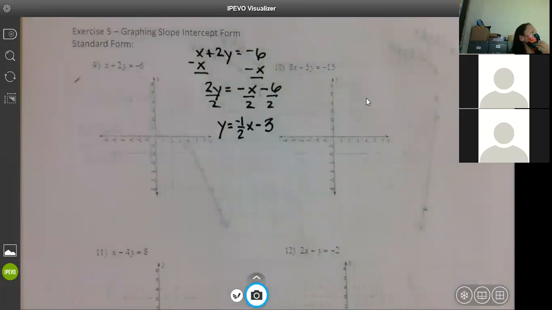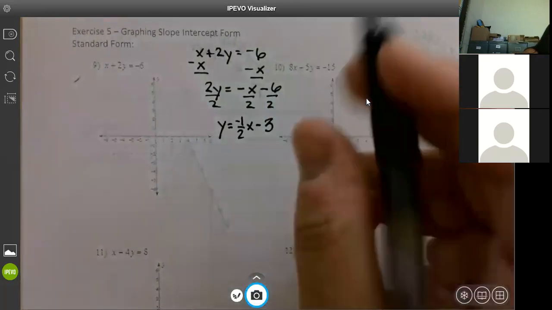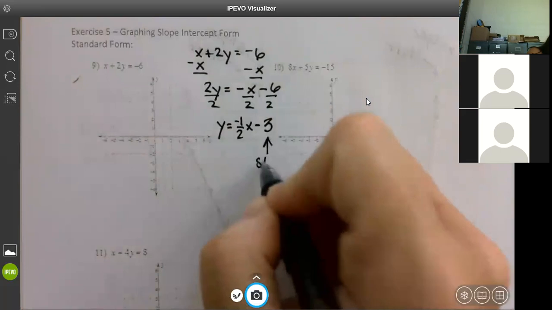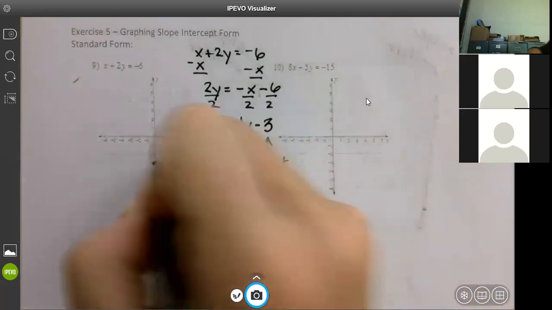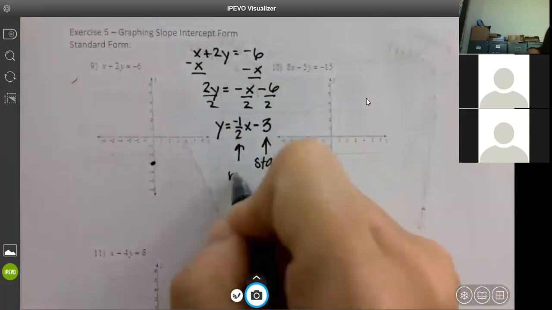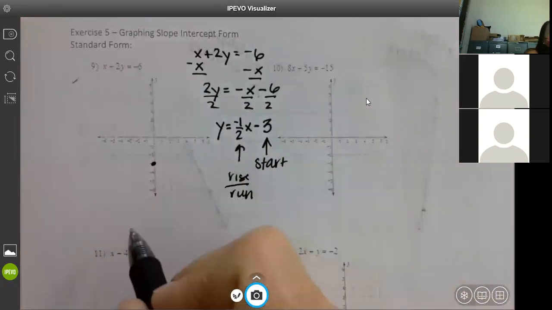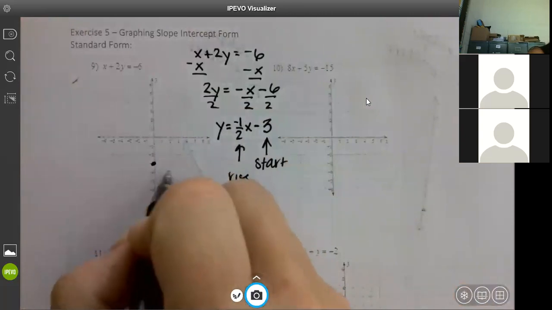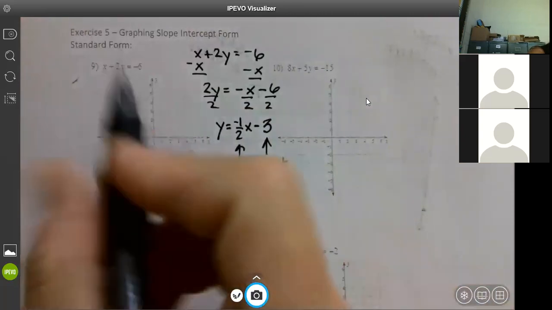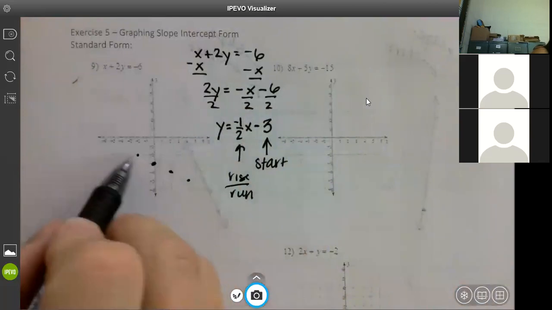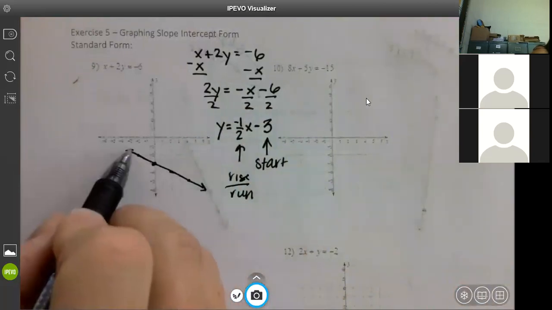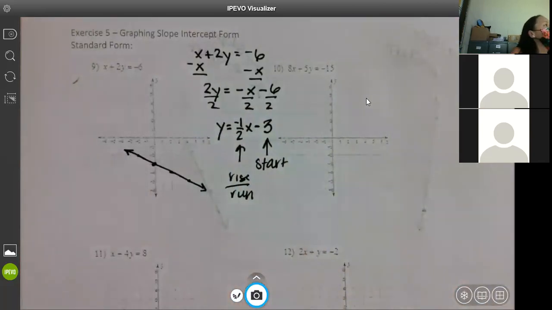Somebody else, how do I graph that? So this is your start. And this is your rise over run. So I go what ways? Down 1 and right 2. And you just keep doing that till you're across the graph and you connect it. That's it. So again, nothing new. We're just kind of putting everything together now.